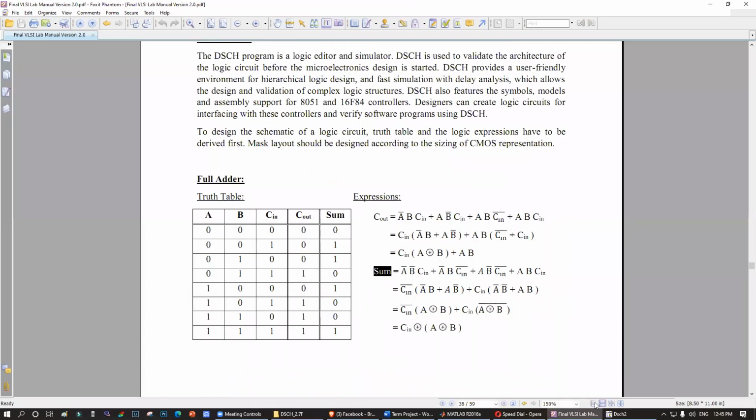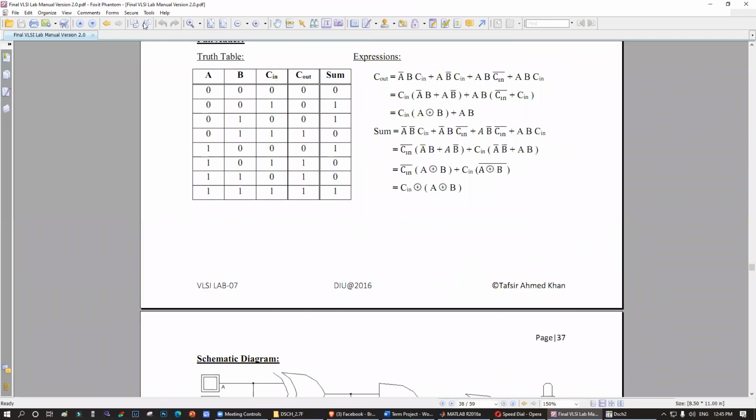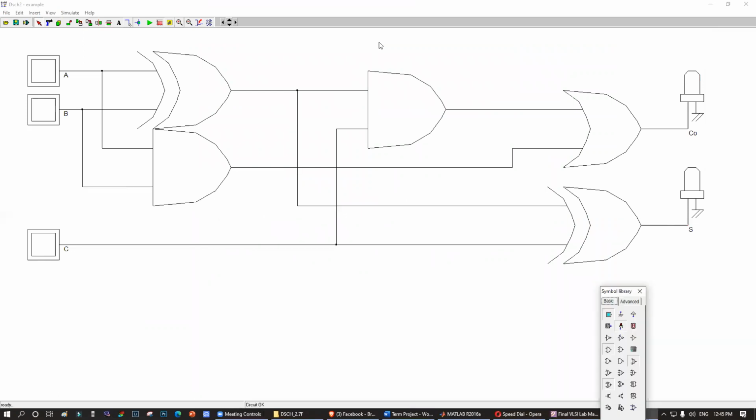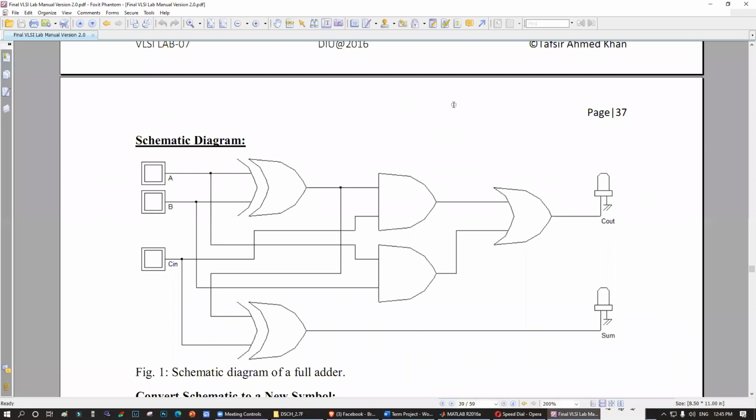Then the schematic diagram. From where will you take the schematic diagram? You will take the schematic diagram from here. Whatever design you have, take a screenshot from here. Do not take a screenshot from my one. I will understand how: the length, the spacing, the naming. If you copy my one or some other people's one, I will understand. Then both of them will get 0 in the lab report.